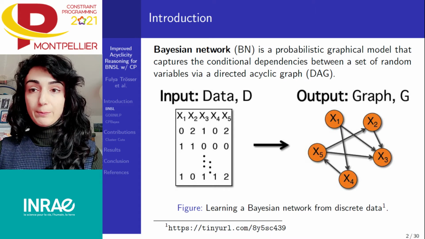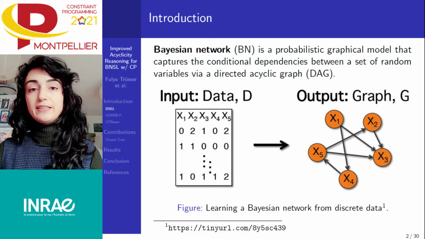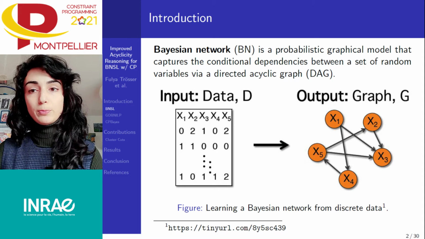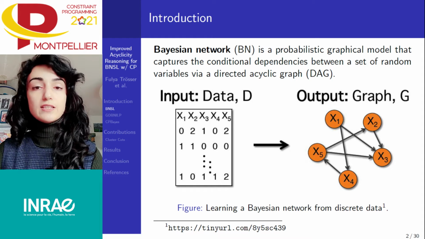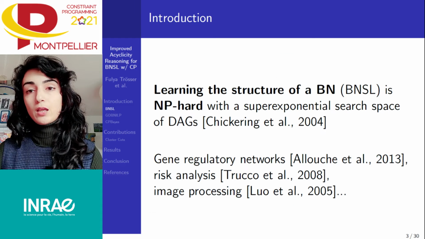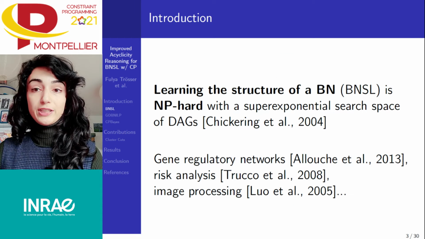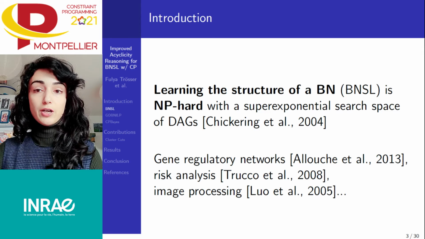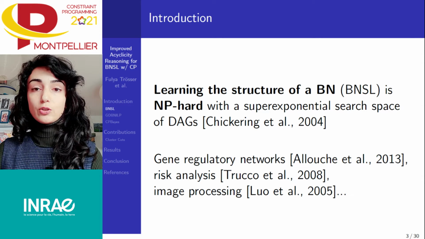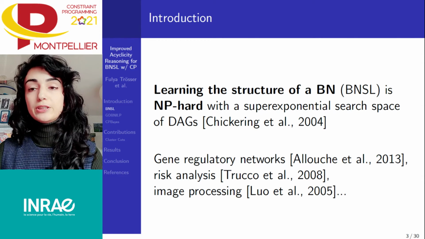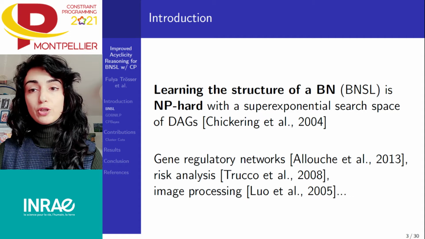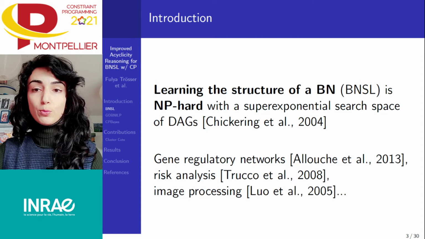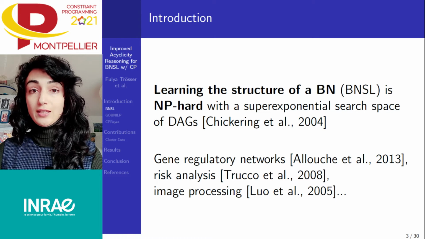Learning the CPDs can be done in polynomial time, and it is known that the BN learned from applying these two steps in sequence is globally optimal. However, learning the structure, the DAG, is NP hard. And despite the computational difficulty, people are still interested in BN learning because it is quite useful in a wide range of domains, including gene regulatory networks, risk analysis, and image processing.